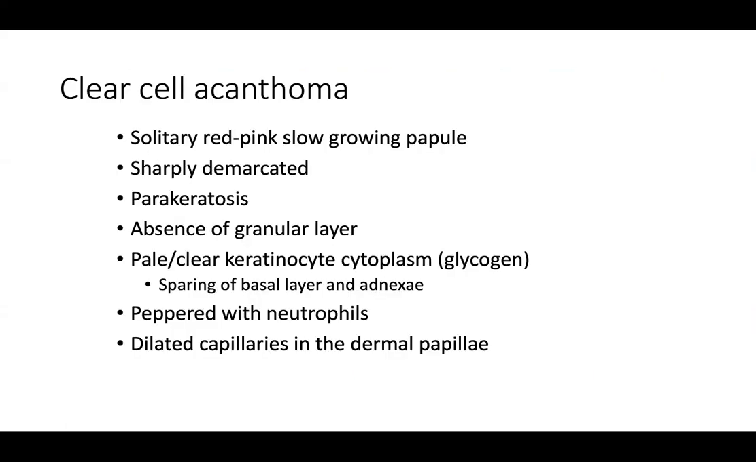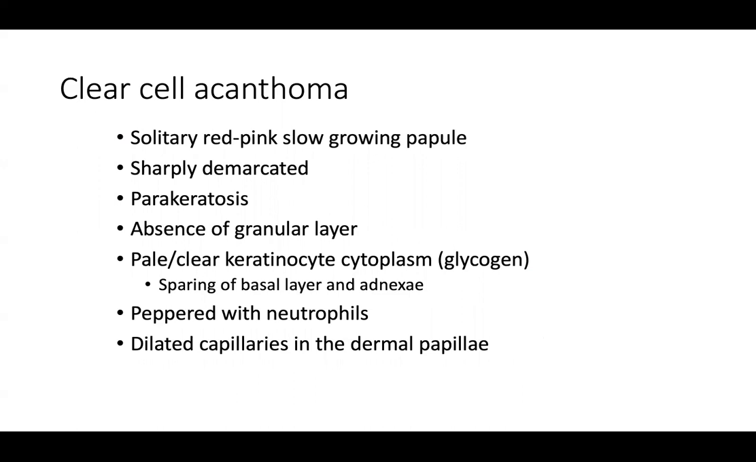Clear cell acanthomas are solitary red-pink slow-growing papules, sharply demarcated. You can see parakeratosis in them, absence of a granular layer. So that sounds a lot like psoriasis, doesn't it? And peppered with neutrophils. There's so many things that share in common psoriasis and clear cell acanthoma, actually.